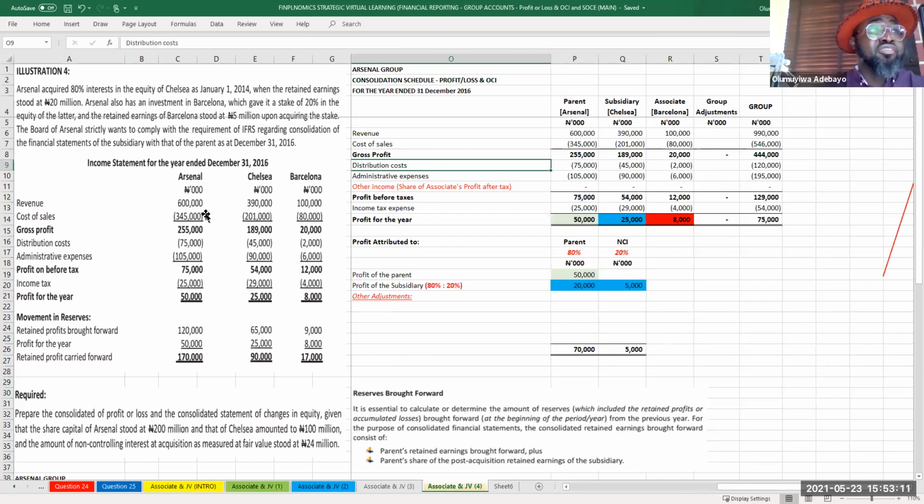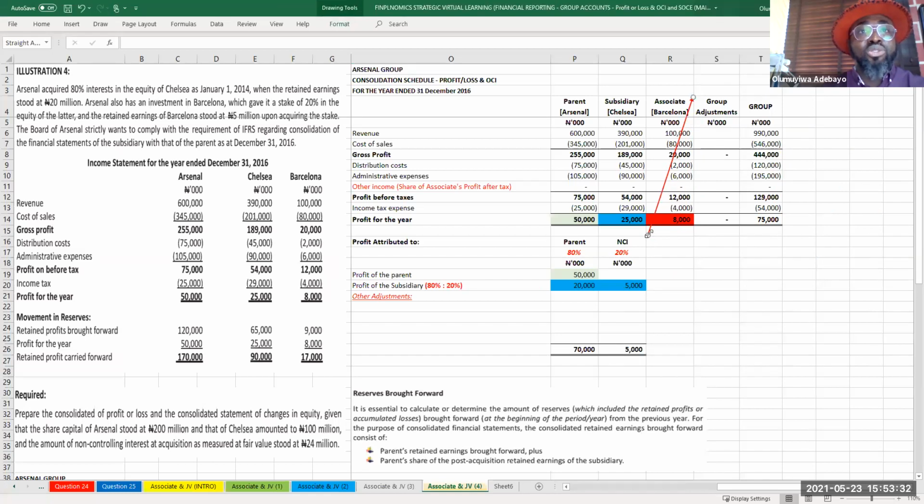Okay, now we've populated in our consolidation schedule the result of Arsenal, Chelsea, and Barcelona, respectively. Now how do we proceed to consolidation? First, you must know, and that's why I kept this arrow, that you don't consolidate the result of an associate. Therefore, even though it's contained in my schedule, I'm going to cancel it out.